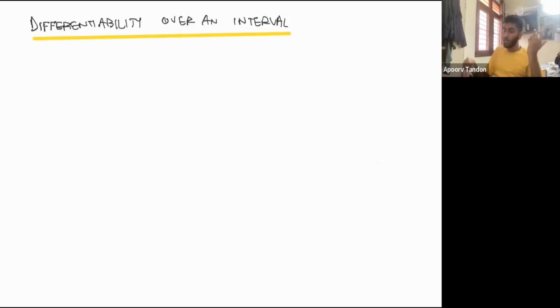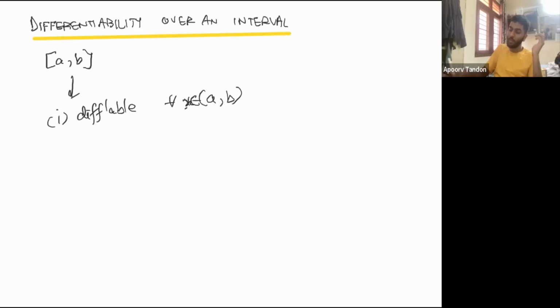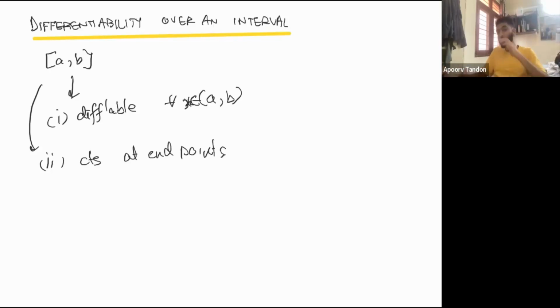What is commonly accepted as the definition of differentiability over a closed interval [a, b] is, number one, it is differentiable at all points belonging to the open interval (a, b), and second, it is continuous at the endpoints. Because of course, if a function is not continuous at a point, it's definitely not differentiable. So to consider the endpoints in the definition of differentiability over an interval, we impose an additional condition that the function is continuous at a and b, because that is the minimum condition it must satisfy to be differentiable.